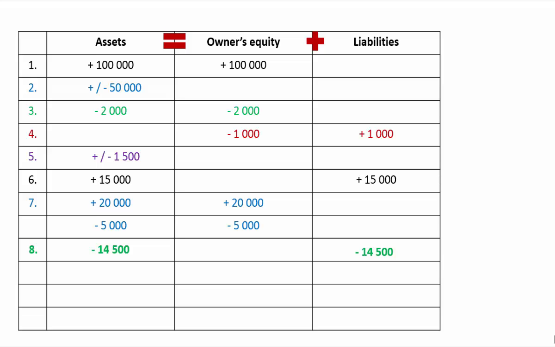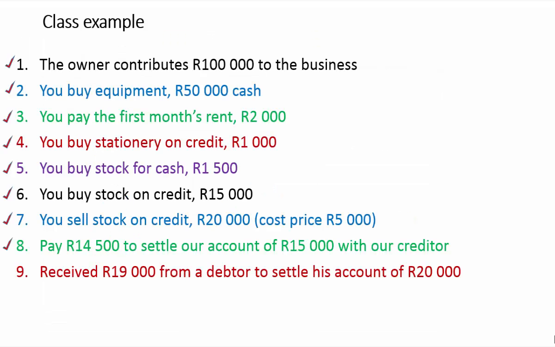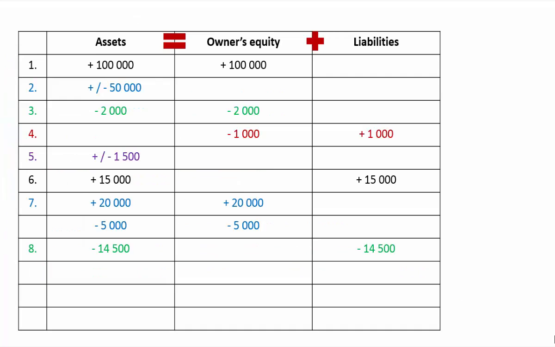My accounting equation so far is balancing. The difference between the 15,000 and the 14,500 Rand, that 500 Rand, is a discount that my creditor has given me. So we know there's an account called discount received. Now that is an income, right? I owe my creditor less, 500 Rand less. So do you agree that I decrease my liability further?